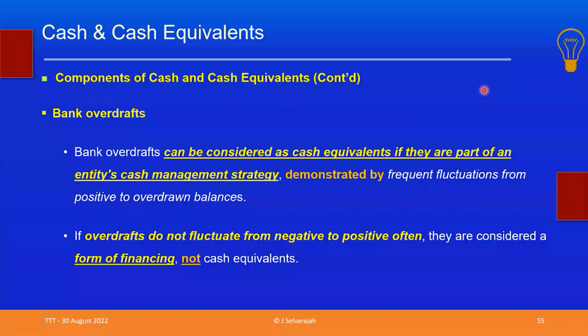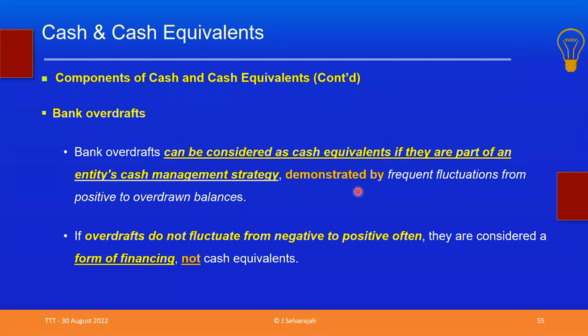Bank overdrafts, what are they? Cash and cash equivalents or not? You would think, well, very simple. It's repayable on demand, isn't it? So bank overdrafts are considered cash and cash equivalents if they are part of the entity's cash management strategy, demonstrated by frequent fluctuations from positive to overdrawn. That means I'm using my overdraft.